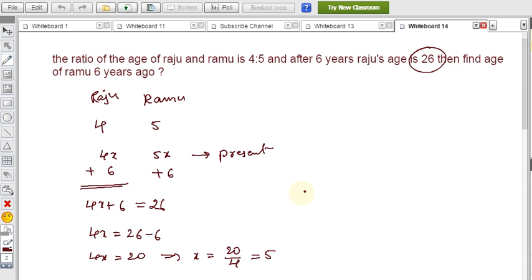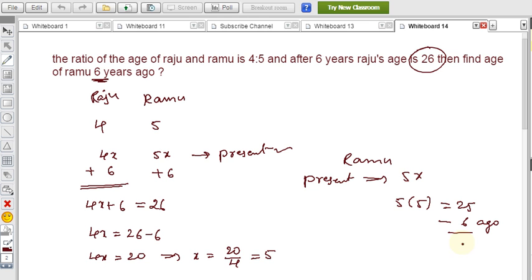Now we need to find the age of Ramu 6 years ago. So we find the present first. Present Ramu age is 5x, that is 5 into 5, which is 25. But the problem asks for 6 years ago, so minus 6. So 19 years is his age.